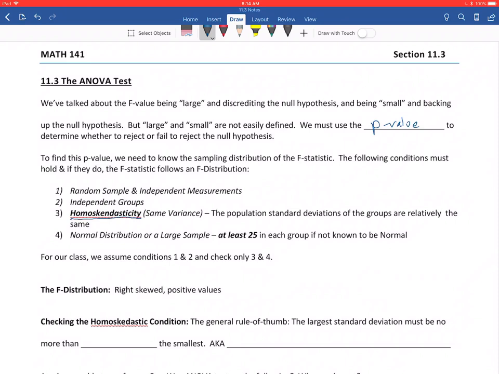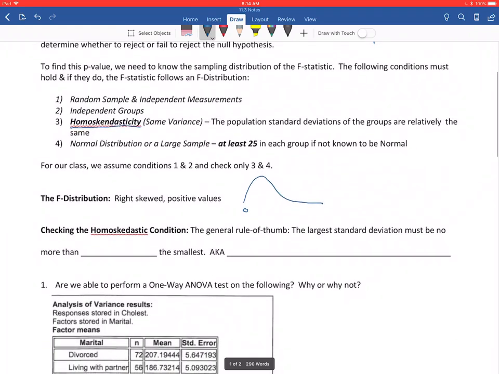Again, for our class, we usually can wave our hands at the 1 and 2. That's usually either included in the write-up of the question, or we can reasonably assume those things. And we're going to check 3 and 4. Just as a reminder, that F distribution is right skewed and only takes on positive values. We can easily check whether it's been told to us that they were originally normal distributions, or whether the sample is 25 or more. We can easily see that from the data that we've got.